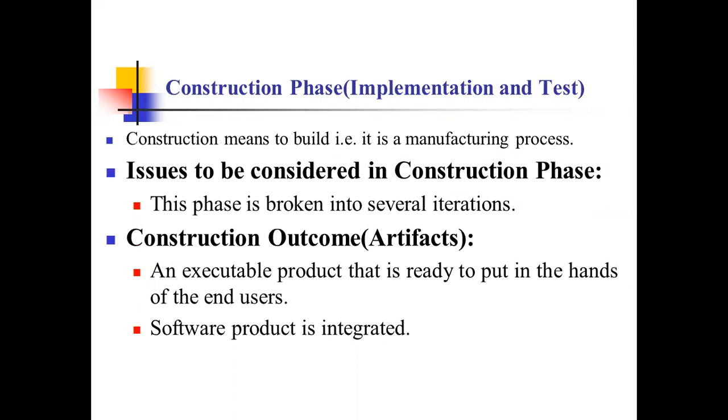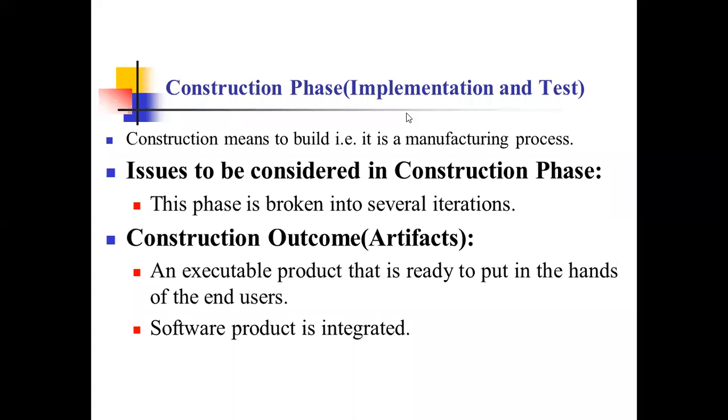Then the next phase is the construction phase. Construction phase includes implementation and test. Here construction means we have to build. Build is a manufacturing process, manufacturing of software, where we implement the design we have seen in the previous phase, the elaboration phase. We have created one prototype model for the requirements we have with the problem domain. Based on that design we are going to implement that system.